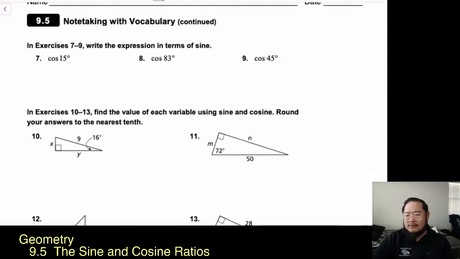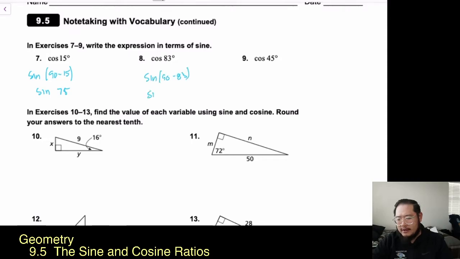So if we take a look at number 7, we could write cosine of 15 in terms of sine by going ahead and taking sine, and then I'll put 90 minus 15, and so we end up with sine of 75. So there's number 7. Number 8, maybe I'll give you a moment to do that. And hopefully right here for 8, you end up with sine of 7. All right. I think we get the picture now. Hopefully after doing these, we'll skip number 9.